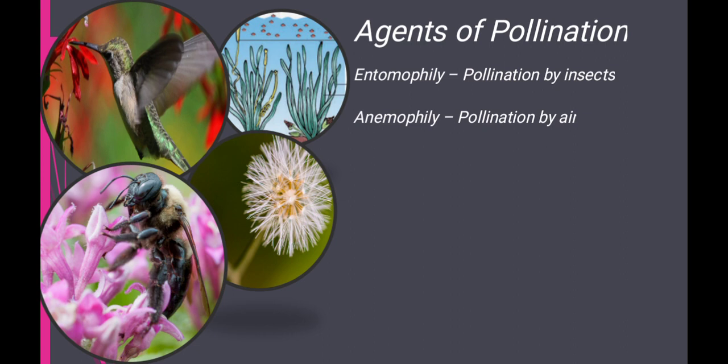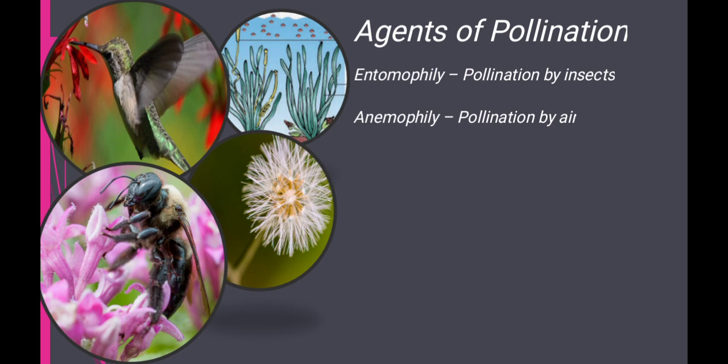Anemophily, pollination by air. The process of transfer of pollen grains from anther to stigma of another flower through the agency of wind. The wind pollinated flowers are categorized by the absence of nectar. The flowers are colorless, odorless, and not showy. Absence of calyx and corolla. Plants generally grow up in groups.